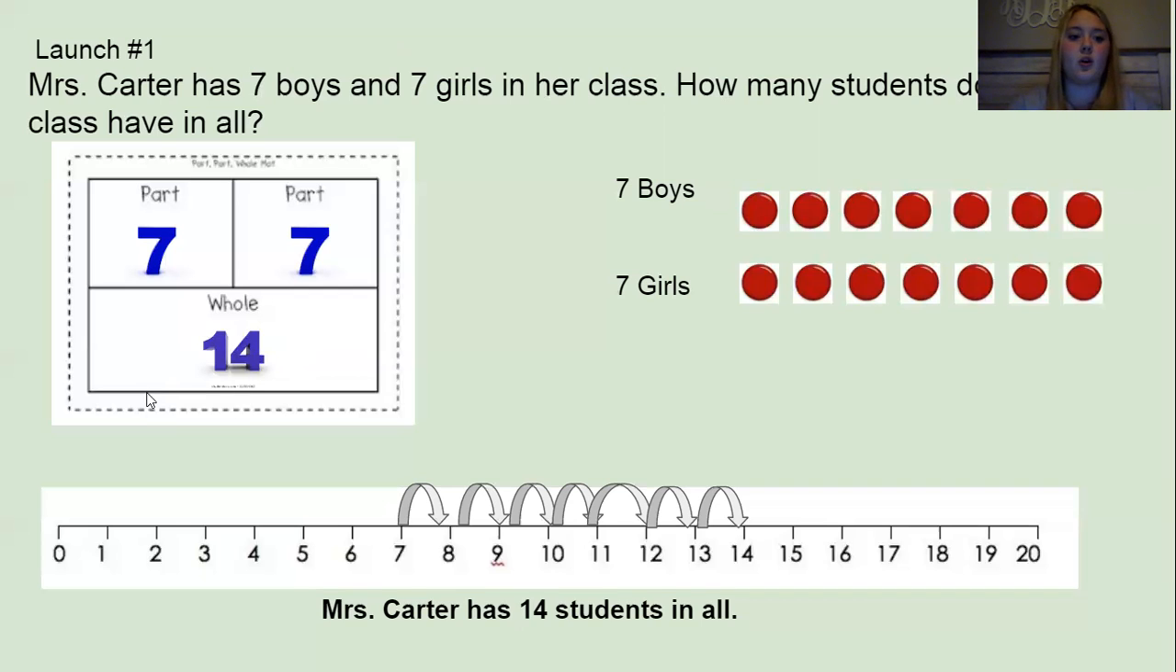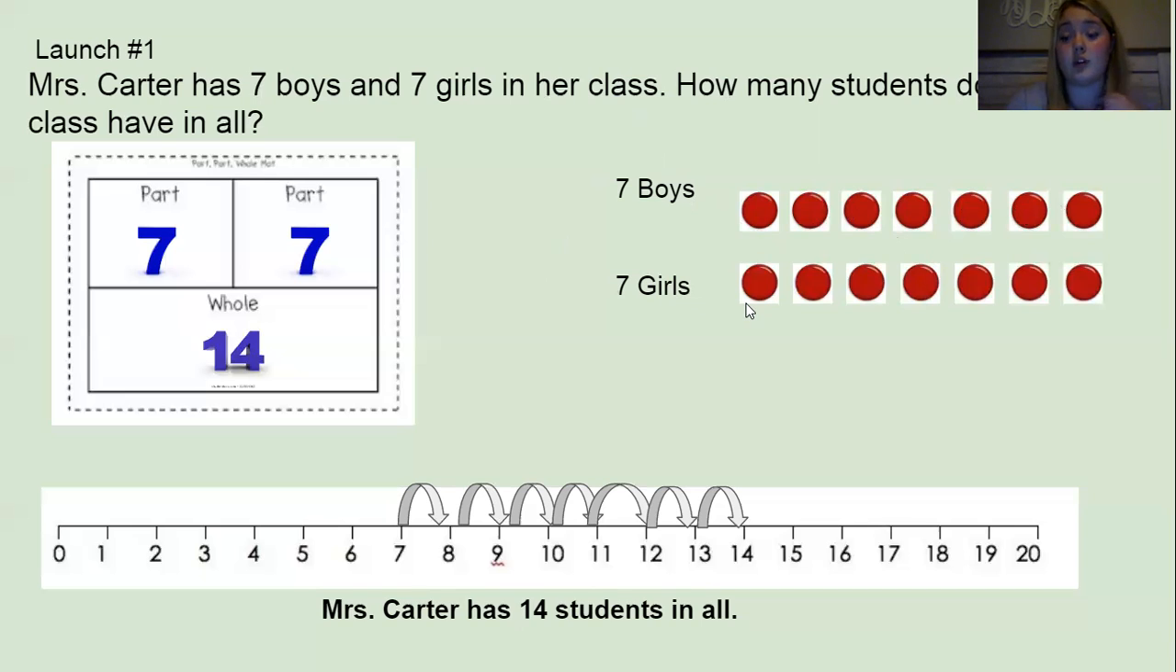So if you use your part whole mat, this is how your mat should look. Your mat should look like mine. Another strategy we can use to solve this problem is to draw a model or use your counters. Either way, it probably will look something like mine. We know that Miss Carter has 7 boys, so I either drew circles or put counters out for the 7 boys. So I should have 1, 2, 3, 4, 5, 6, 7 counters in one group to represent her 7 boys. And she has 7 girls, so I'm going to do the same thing.